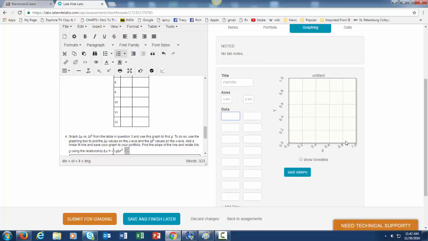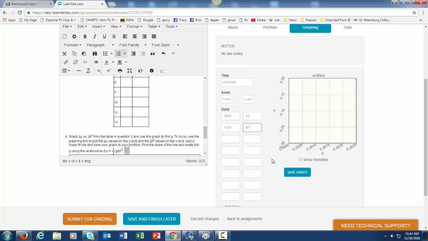So on the x-axis, we'll have 0.0025. It's important that you put the x in the x and the y in the y. And the delta y goes here, and that's going to be 0.20. And over here, it'll be 0.1225 and 0.80.